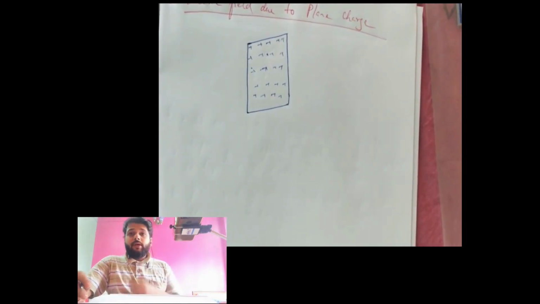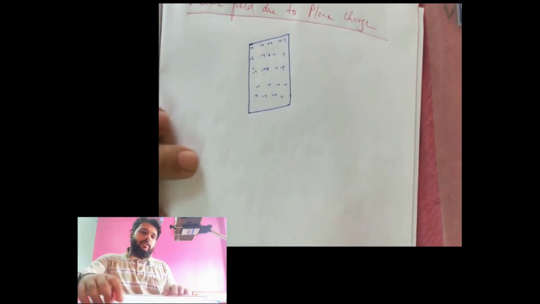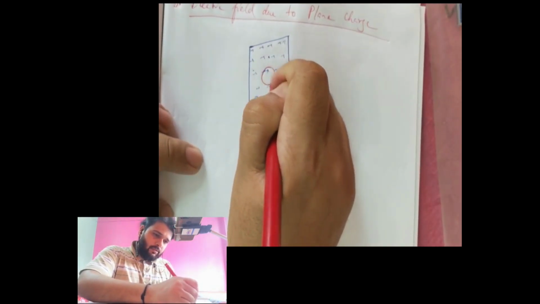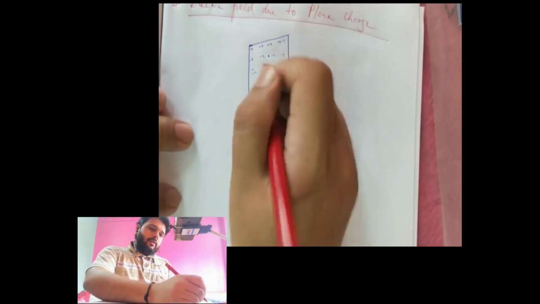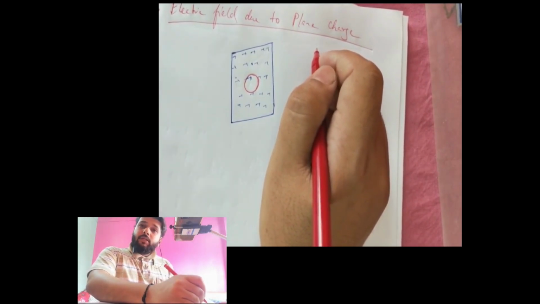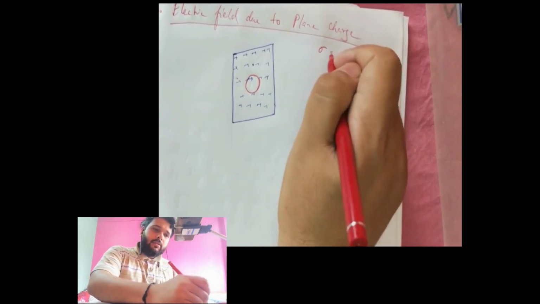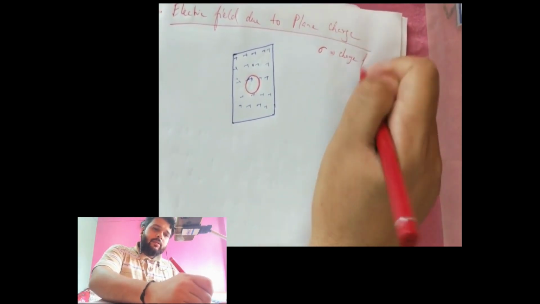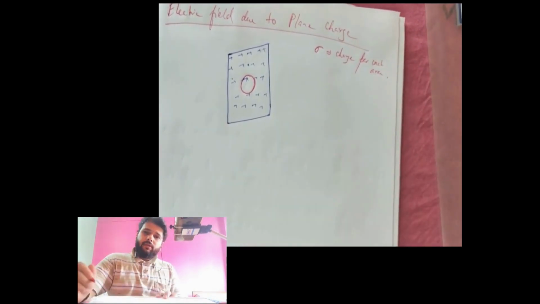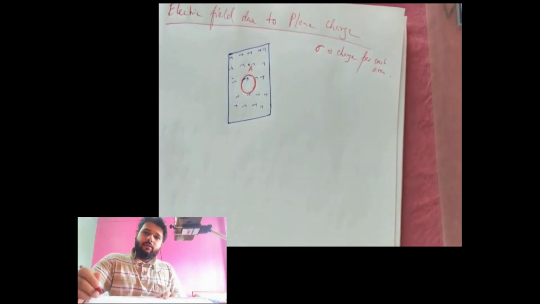Okay, so next we have to consider the Gaussian surface. Always remember, for a plane charge, we take a small area. As we took lambda as the charge per unit length for the line charge, similarly here we take the notation sigma as charge per unit area, and we consider a small surface of area A, capital A.